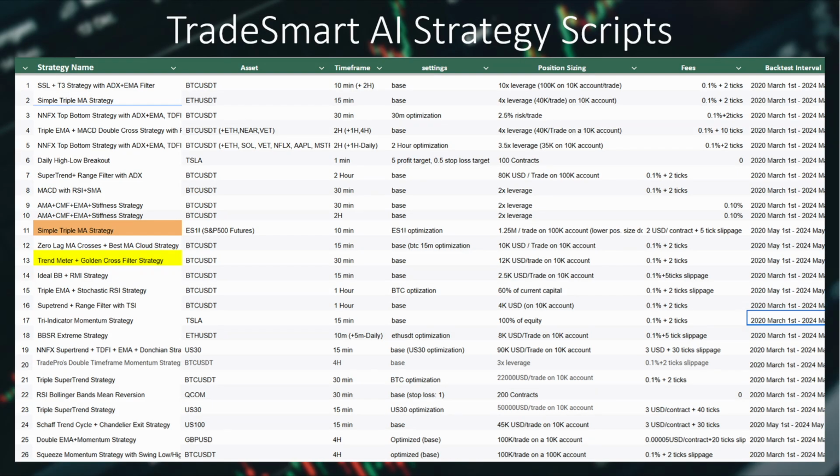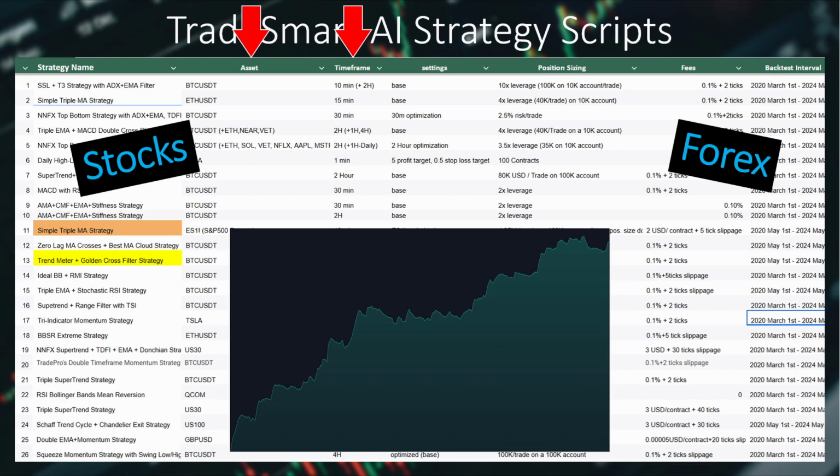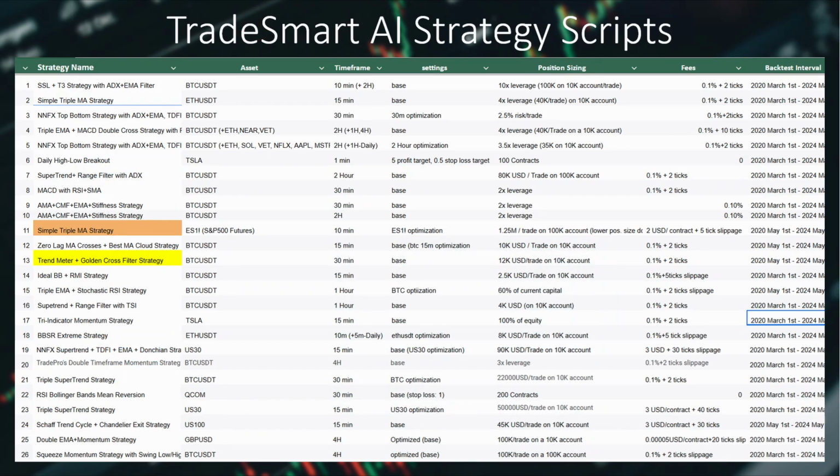I released dozens of free scripts so far, but I usually optimize them for a specific asset and timeframe combination, typically Bitcoin. So I thought why not branch out and optimize some of them for other markets like stocks, forex or indices. I reviewed my strategy ranking spreadsheet and chose one of the top performers, the simple triple MA strategy.